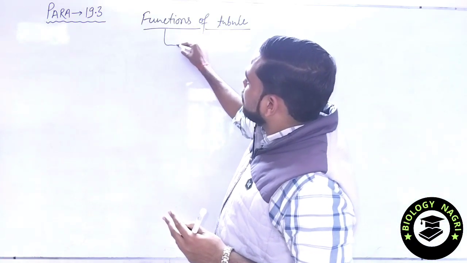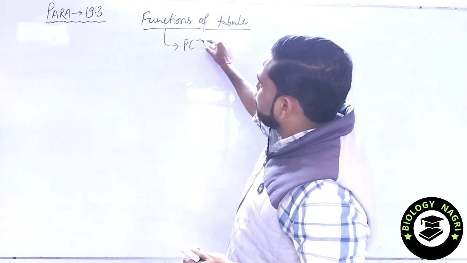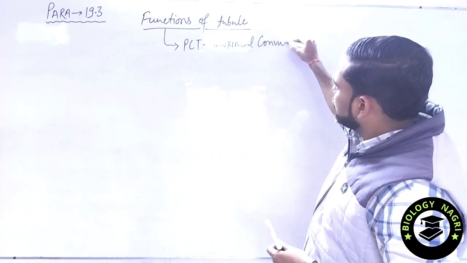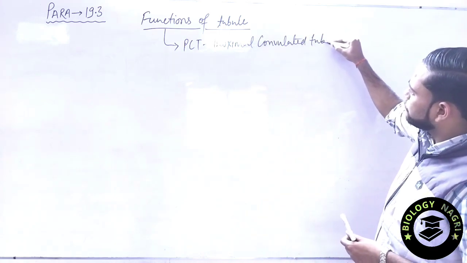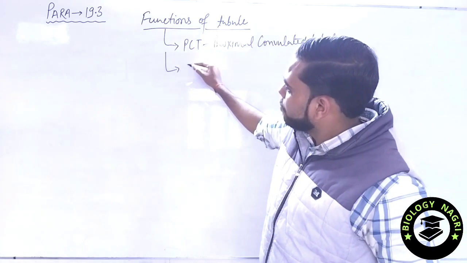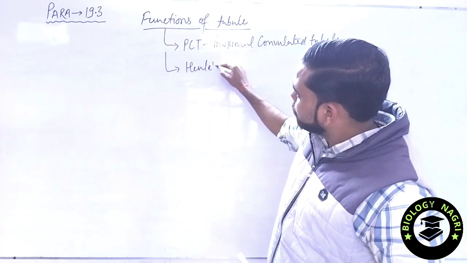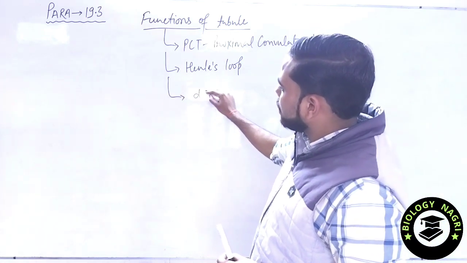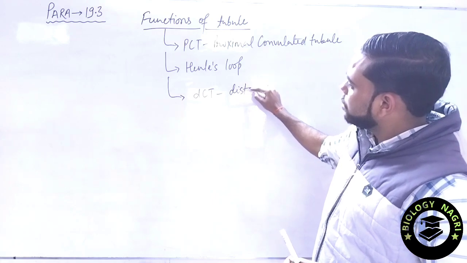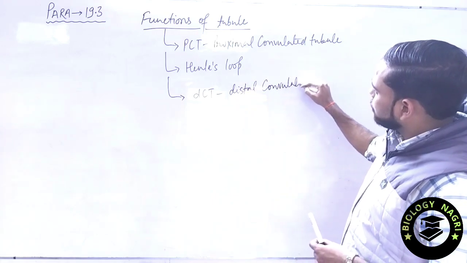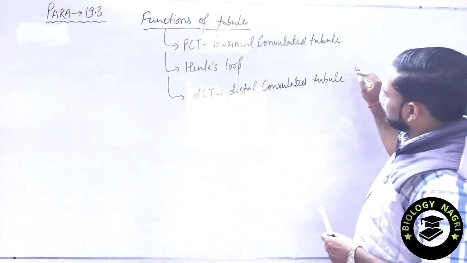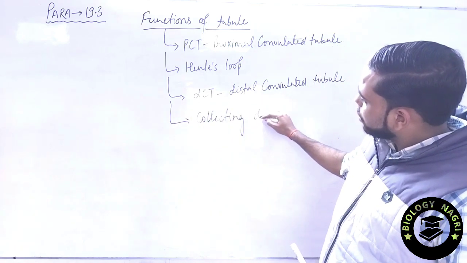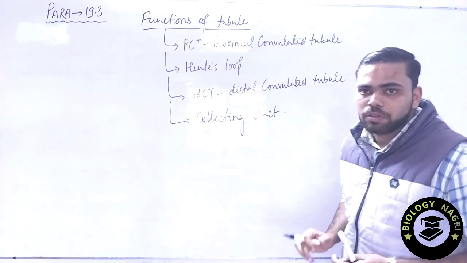So, what are we going to study in this? First, the function of PCT, which is called the proximal convoluted tubule. After that, we'll talk about the function of Henle's loop, or the loop of Henle. After that, the DCT, which is the distal convoluted tubule. And lastly, the collecting duct. This is all on today's content. Is it clear? Now, let's see ahead.